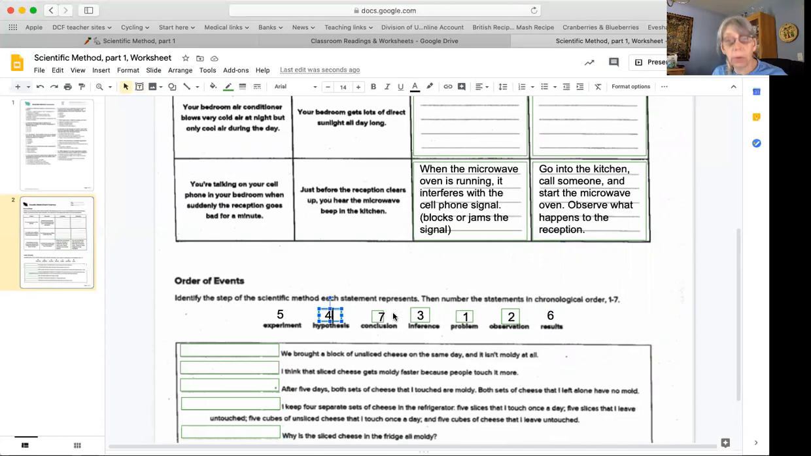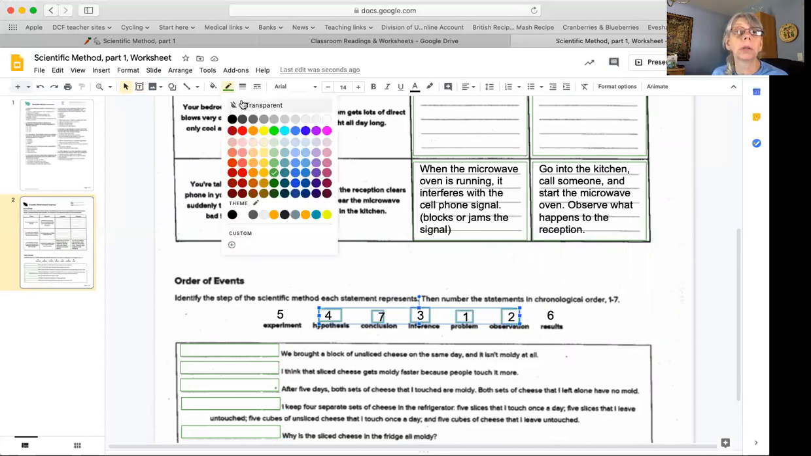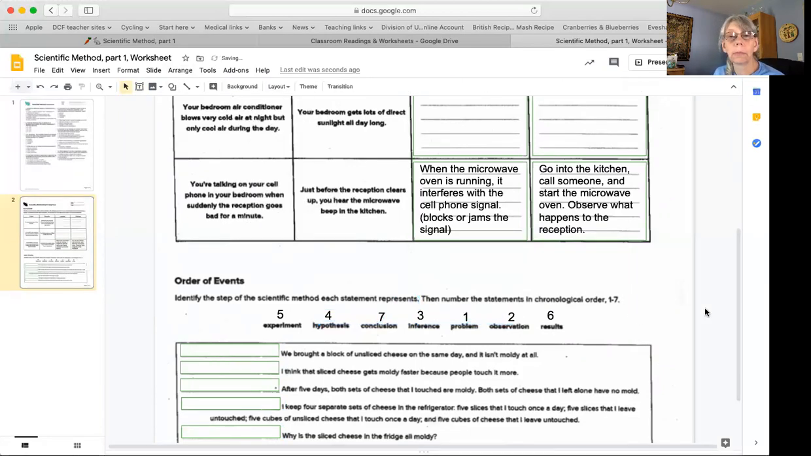We want to get rid of the green boxes. Maybe we'll just get rid of those green boxes. Okay, outline, transparent, there. Okay? All right, so now let's look what our choices are. We brought a block of unsliced cheese on the same day and it isn't moldy at all. We're looking for a problem, number one, right? On the same day as what? We don't know yet. That's probably not number one.